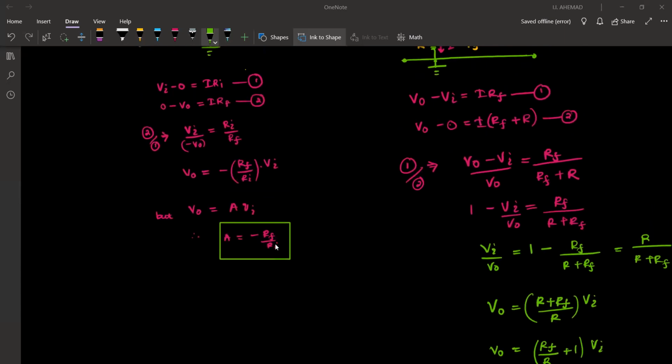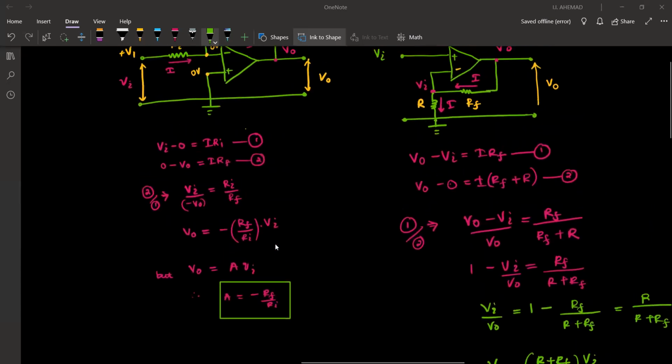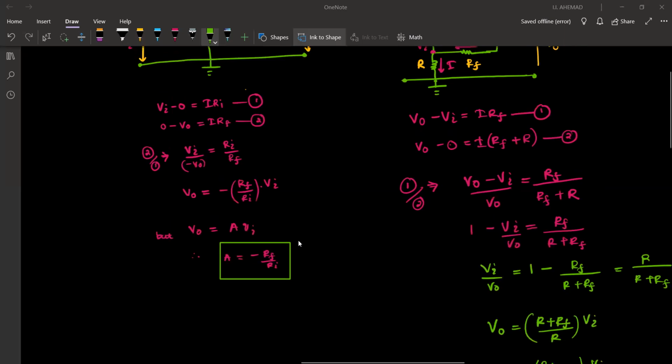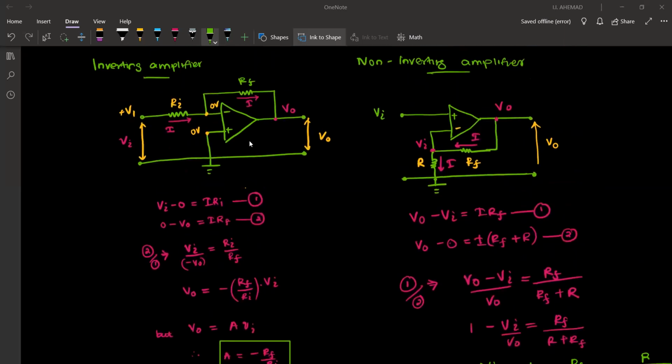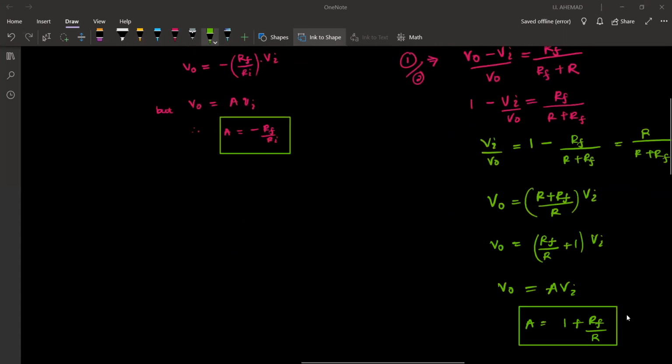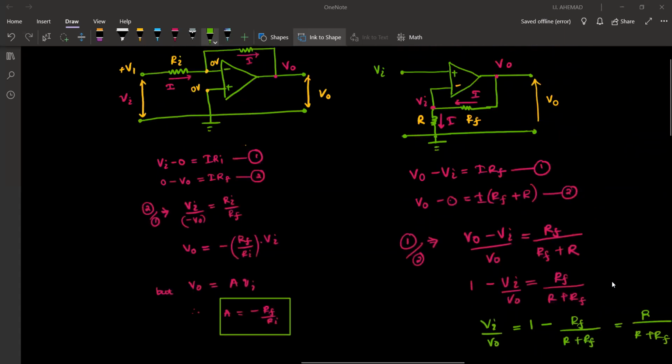In case of open loop, did you have control of the gain? No, it was always infinity. But when we have negative feedback, we are able to get control of the gain. That is why we are able to use the negative feedback configuration as an amplifier. So you must know whether it's inverting or non-inverting. Look, from A itself you can understand. For inverting, you're getting a negative in front, but for non-inverting, you're not getting a negative in front.